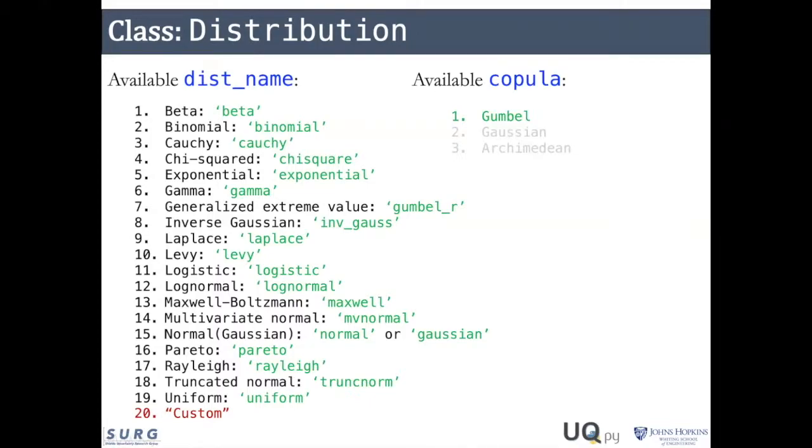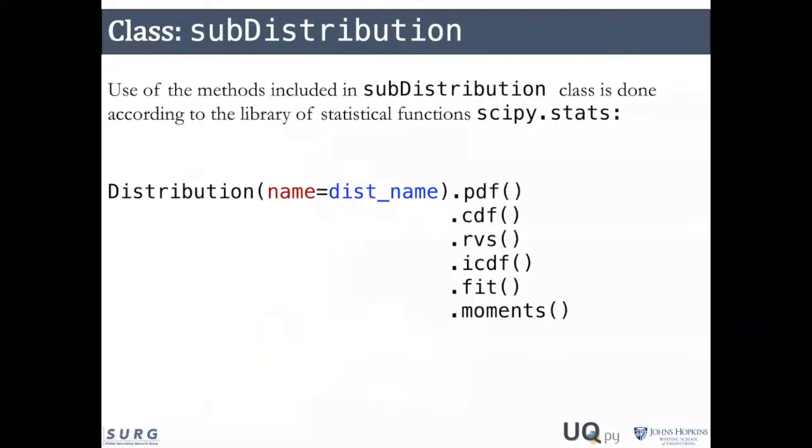Now, currently, regarding the copulas, the only available copula is the Gumbel copula, and more specifically the probability density function of the Gumbel copula, but it's intended in the future to add more copulas. So basically, you have the parent distribution class, and you have the subdistribution, which is called by the distribution class. This class is built according to the library of the statistical functions of SciPy stats.